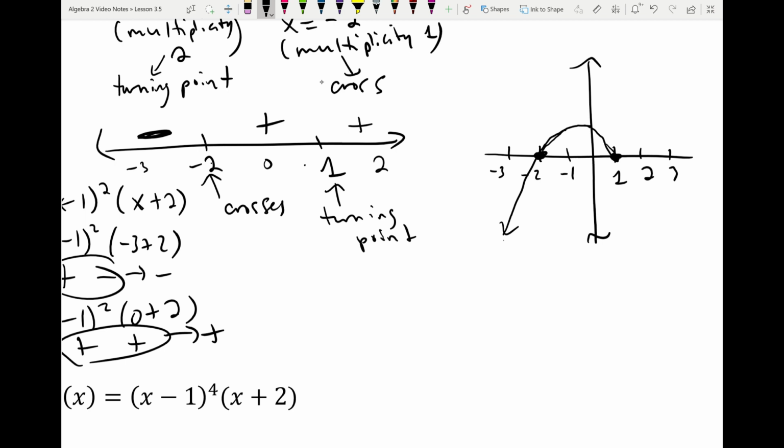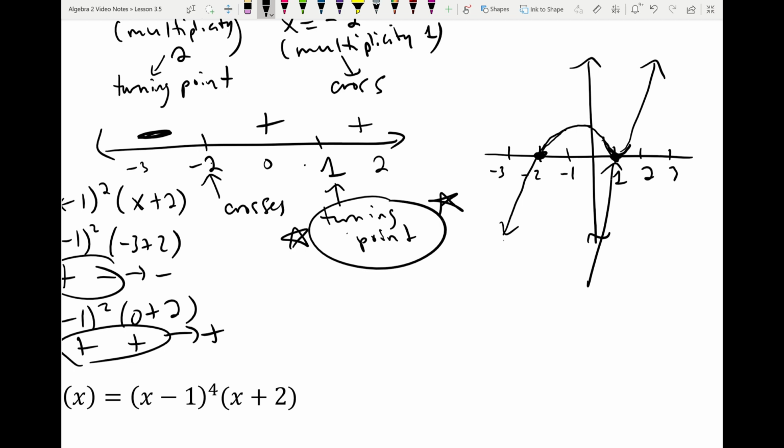And then it says that there's a turning point at 1. So that means it's going to turn. And then it's going to remain positive after 1. So there's our graph. So this is our turning point right there. So that's what a turning point looks like.